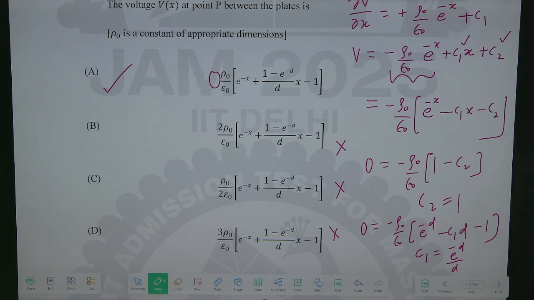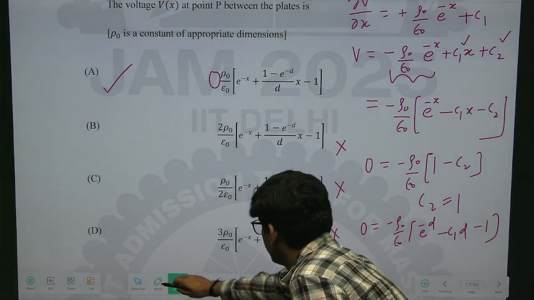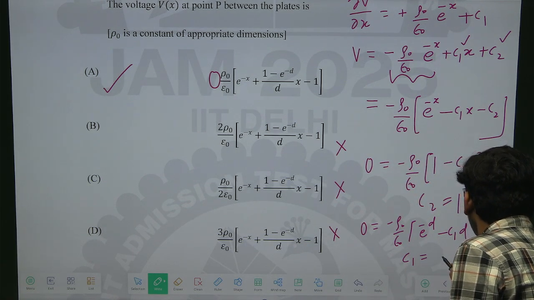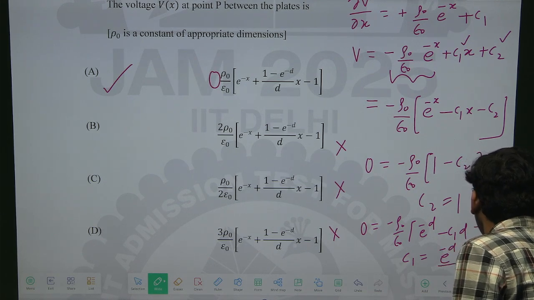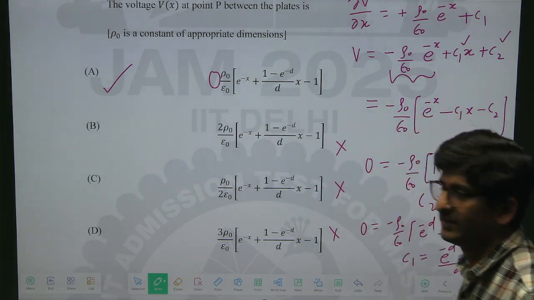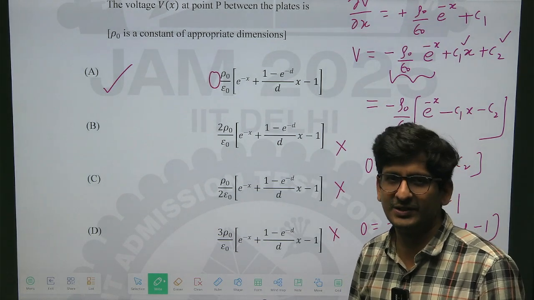Now you can check here, C1 d, just a second, this is equal to 0, so C1 is equal to e to the power minus d minus 1, by d, from this equation. Alright, so put this value and then this is the correct answer except for that negative sign which is missing. So this is a good question based on the basic Poisson equation of electrostatics. Thank you.